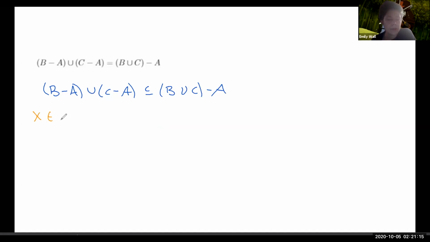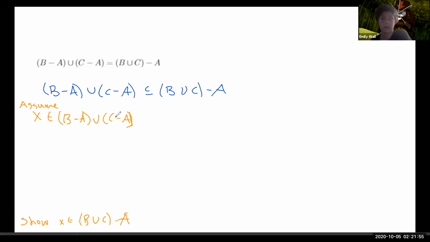Okay, moving on, as if we do know this word, we have to assume some arbitrary x is an element of B minus A union C minus A. That's our assumption. And what do we want to prove again? Where do we want to get this to? Oh yeah, we want to show x is an element of B union C minus A. This is where we want to get to.